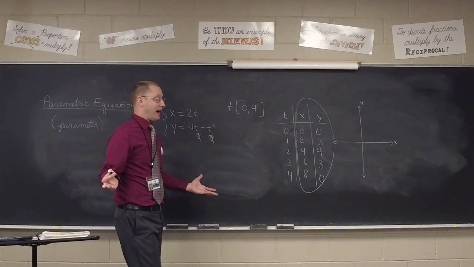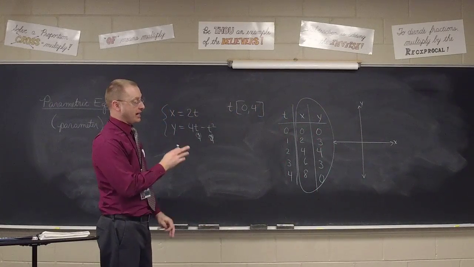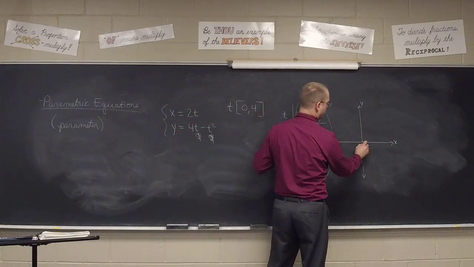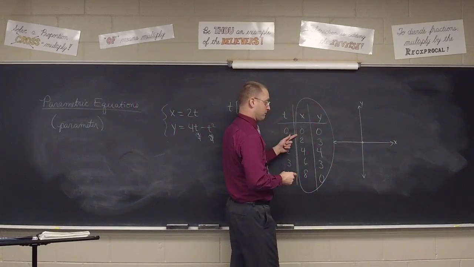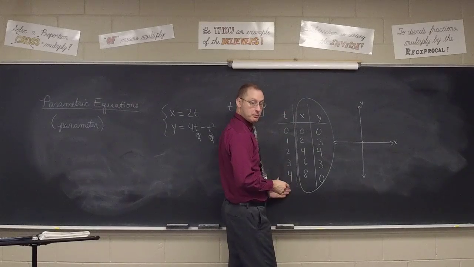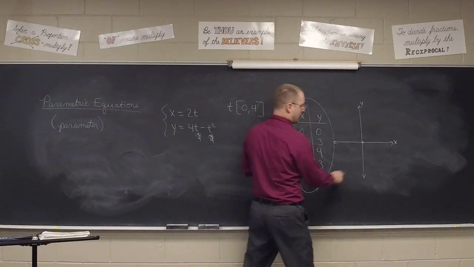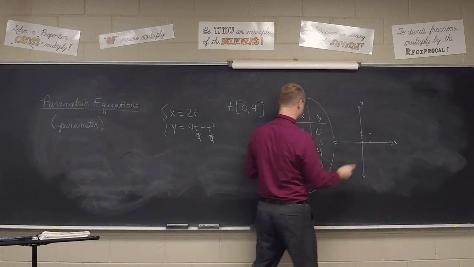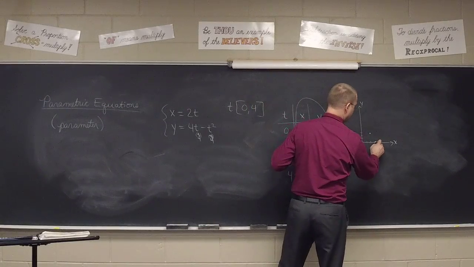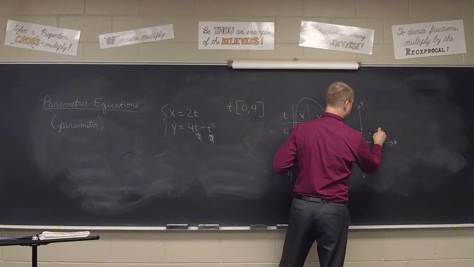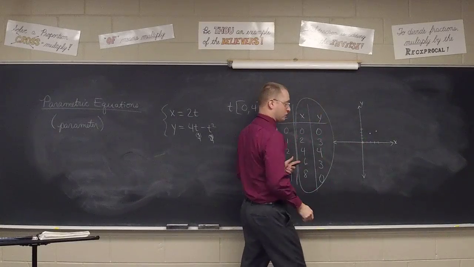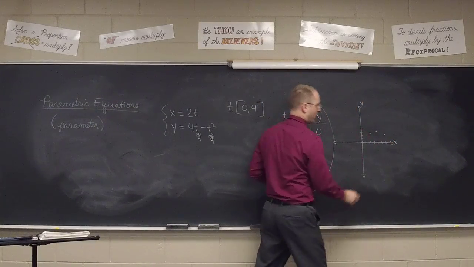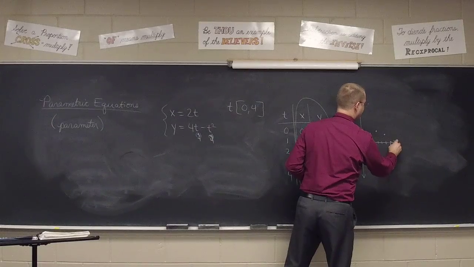So if we were to graph this, and I'm not going to take time to get out the graph paper right now, though we will in a little bit, but if I were to graph this for sake of illustration, 0, 0 is my first point. Again, we're ignoring the t column completely. 2, 3 is the next point, so 2, 3 would be right about here. 4, 4. 6, 3. 8, 0. I'm kind of running out of room here, right?